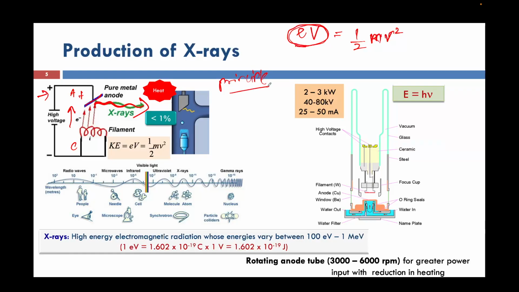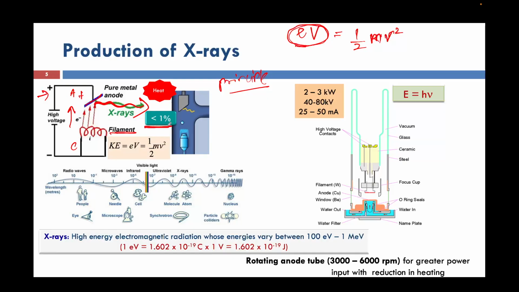An extremely high potential is given between anode and cathode, and due to that the electrons are extracted from the cathode, which is called the filament, right? After that they go and hit the anode material, out of which the X-ray is generated. However, the efficiency of X-ray generation is less than 1%.